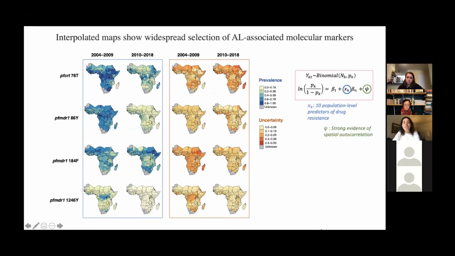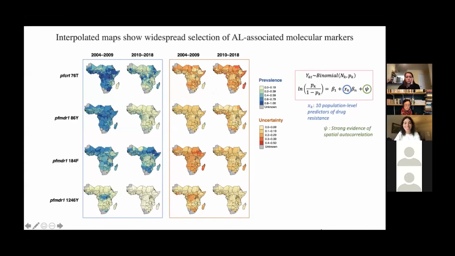We can see evidence of strong selection of the markers that confer resistance or reduce susceptibility to artemether-lumefantrine, AL. And for the first time at the scale for PFCRT, we can see evidence of a continent-wide resurgence of chloroquine susceptibility, confirming many local studies that have found the same. We also saw strong spatial dependency in the data, suggesting that fixation of some of these markers is due not only to changes in drug pressure and fitness costs, but also the spatial network of parasites themselves.